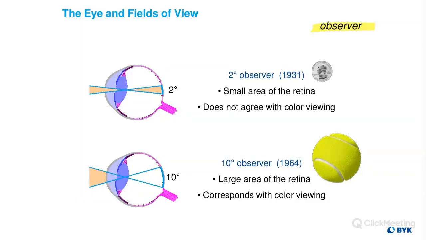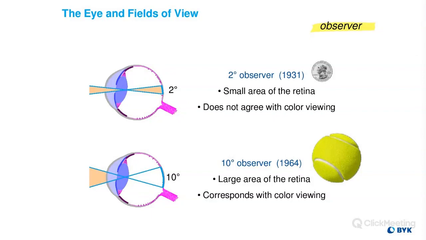So the first set of observer functions was developed in 1931, and that was developed using a 2-degree field of vision. So this is why the test subject could only see through a narrow slit in that screen. That was on purpose because it was believed, first of all, it's important to control the field of vision just for consistency.